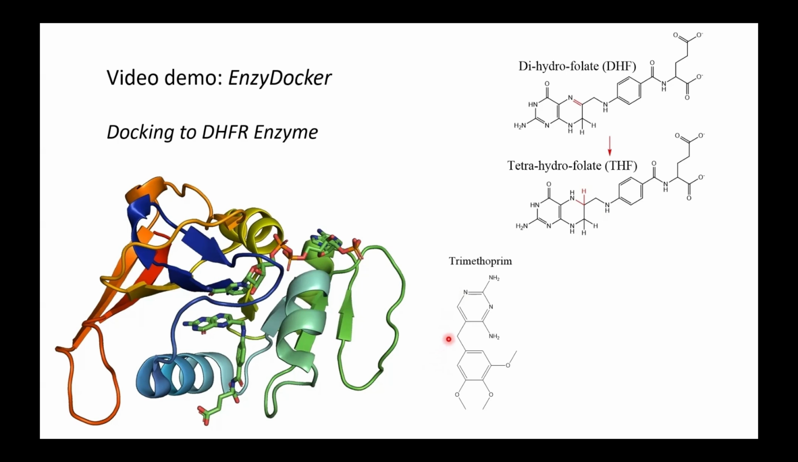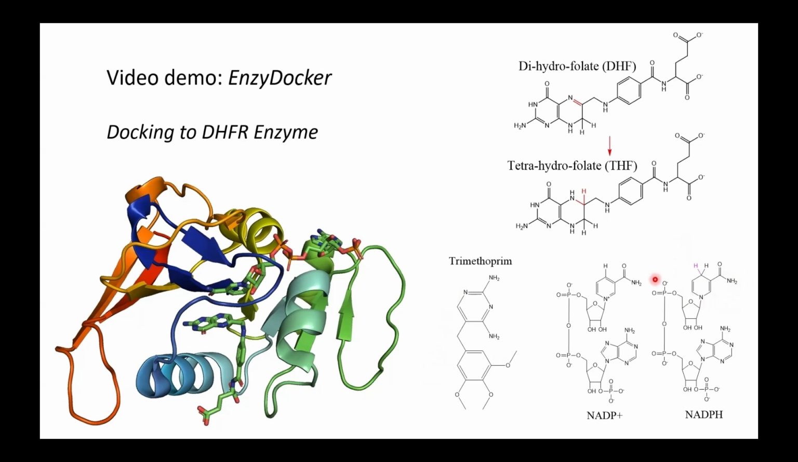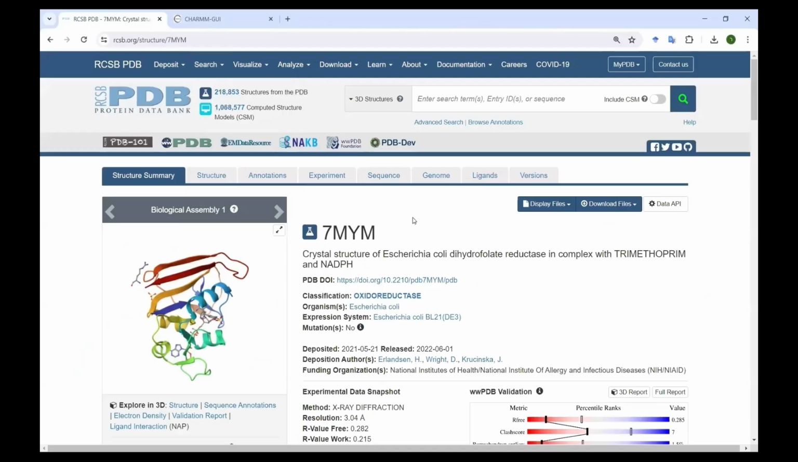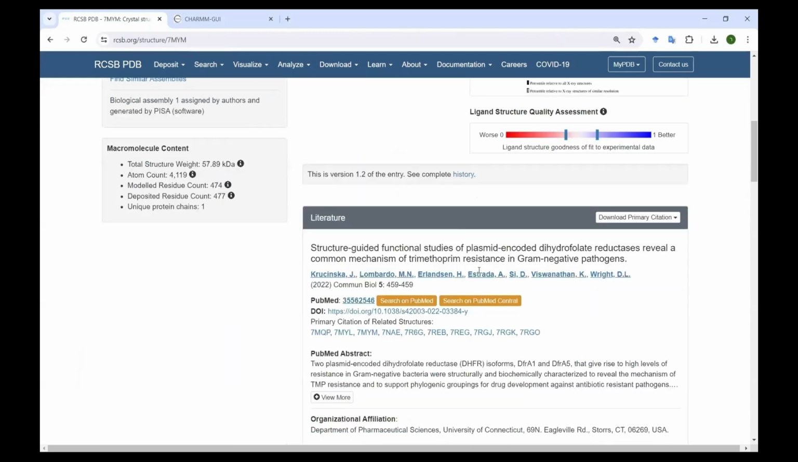A few known drugs targeting DHFR are the antibiotic trimethoprim, antiparasitic pyrimethamine, and the chemotherapy drugs methotrexate and pemetrexed. For proper functioning, DHFR needs the cofactor NADPH as a reducing agent. This video will demonstrate the general functionality of the EnzyDocker module in CHARMM-GUI, which provides a convenient interface for enzyme-specific docking. The protein structure we'll use is 7MYM. 7MYM is a crystal structure of E. coli DHFR bound to the NADP cofactor and the antibiotic trimethoprim, denoted as TOP.